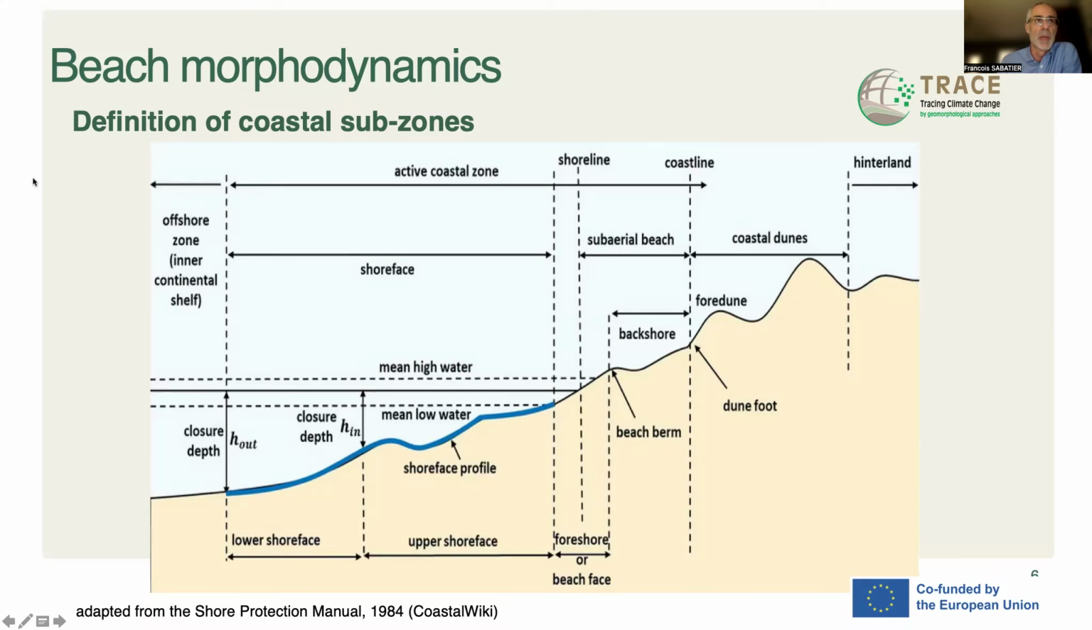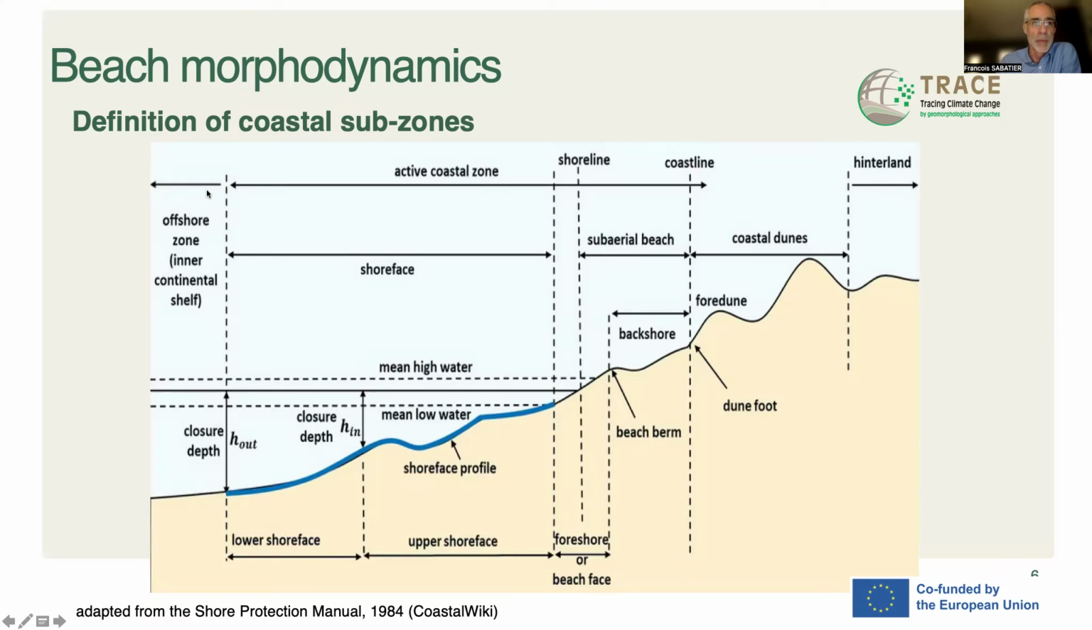The second part of the talk concerns basic knowledge on beach morphodynamics. Well, so you can see on this graph the organization of the nearshore zone on the beach. And for example, we already discussed this part, which is the offshore zone, where the waves can come to the shore with no major changes, and this part, which is the active zone.